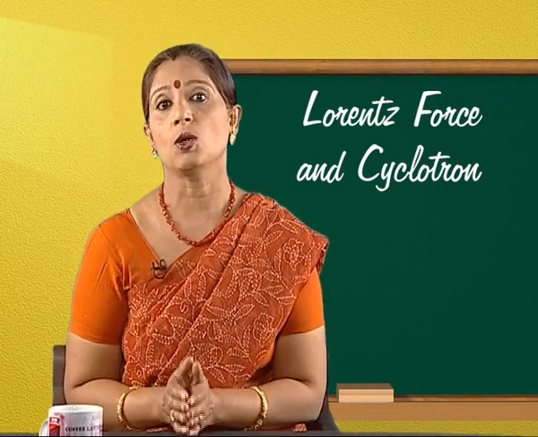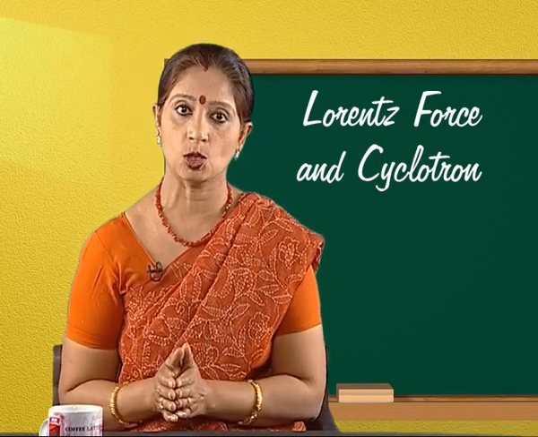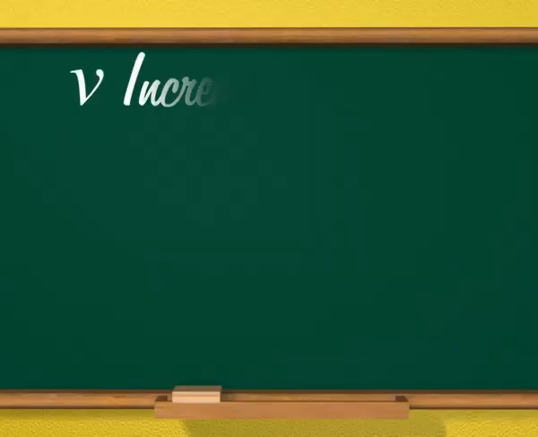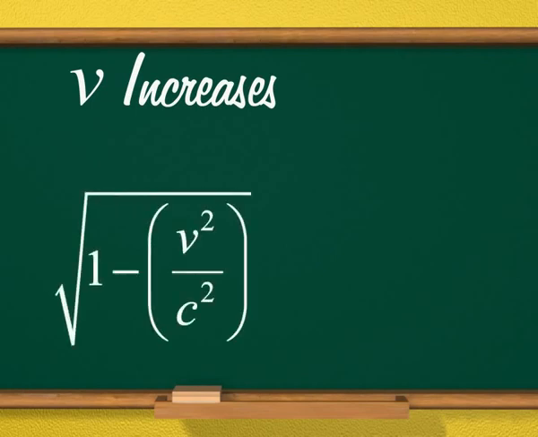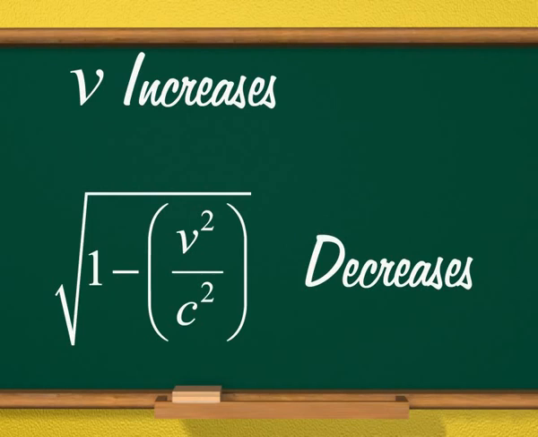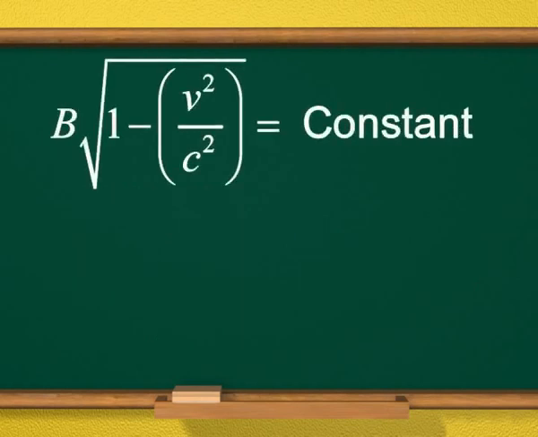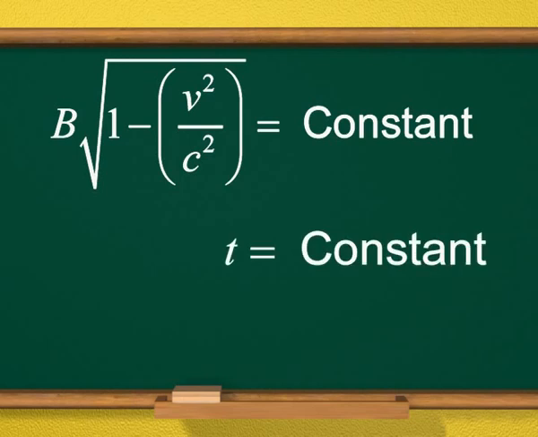However, one can overcome this problem by increasing B in such a way that the factor B into square root of 1 minus v square by c square remains constant. It is clear that when B increases, square root of 1 minus v square by c square decreases. Hence, by adjusting B, we can get the factor B into square root of 1 minus v square by c square, as well as T, to be a constant factor.